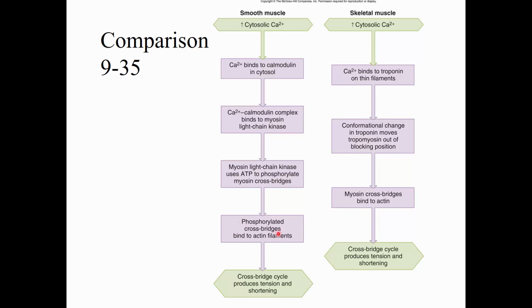So phosphorylated cross-bridges form tension. And then we have another enzyme called a myosin light chain phosphatase that removes the phosphate so that the myosin can let go and can relax. And so you have this back and forth between two enzymes that regulate the myosin interaction.